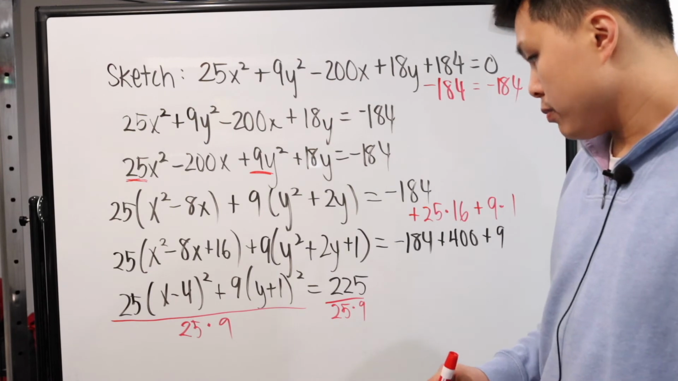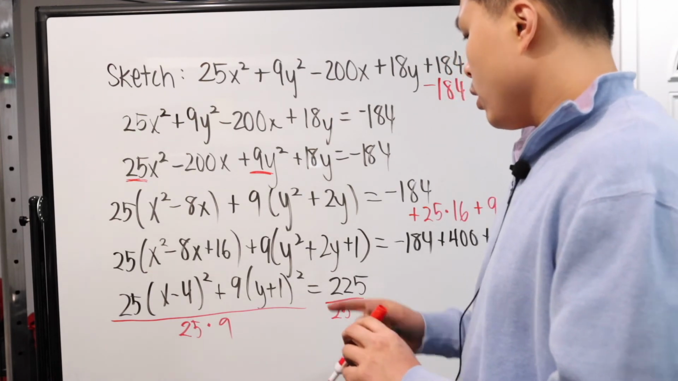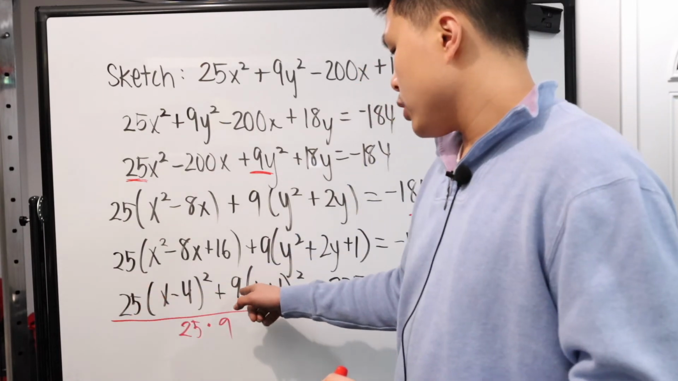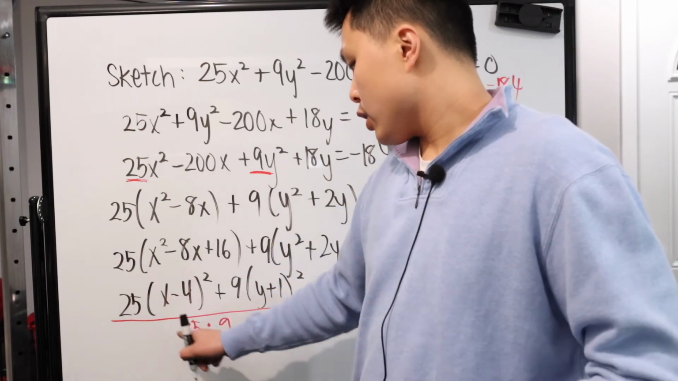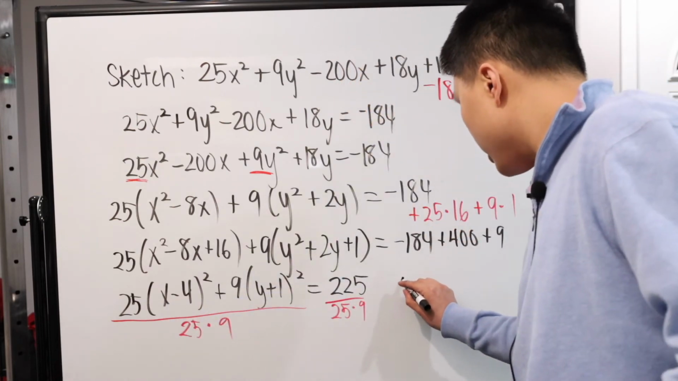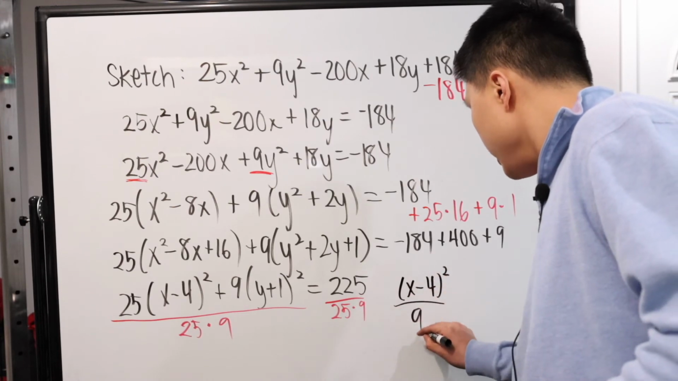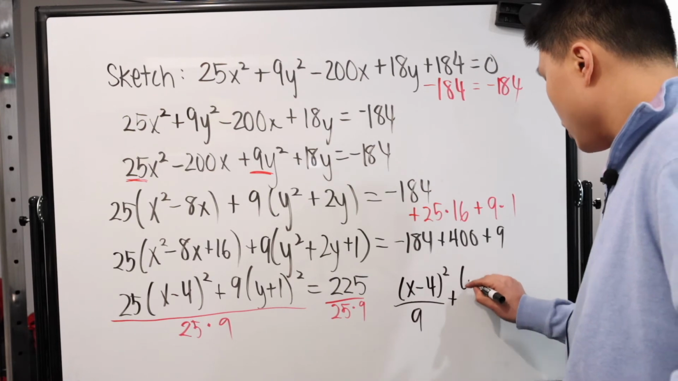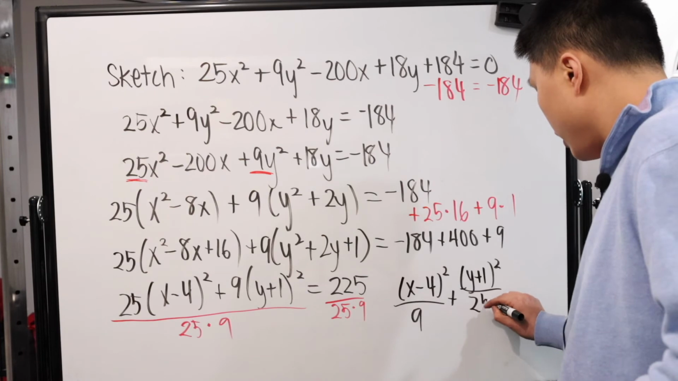Right? So, what does that do? Well, what it does is basically it gets rid of the numbers in front of the parentheses. So, here, 25 is going to go away, but the 9 is going to stay at the bottom. So what we have is going to be right here, x minus 4 squared over 9. And this one, the 9 goes away, but 25 stays at the bottom. It's going to be plus y plus 1 squared over 25.